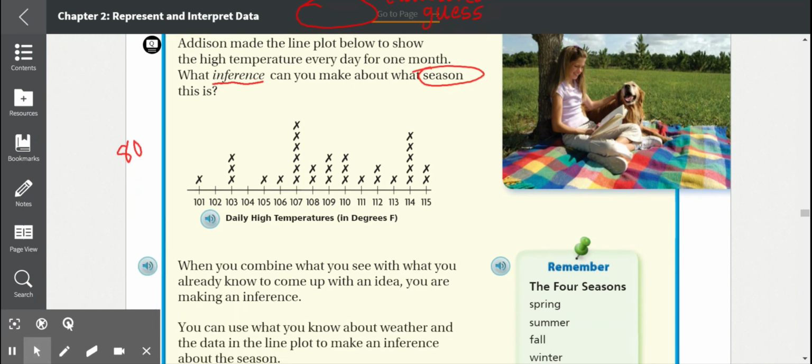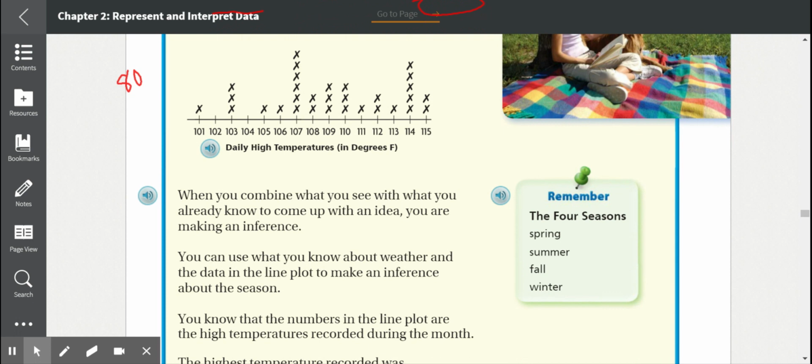So going back to an inference, when you combine what you see with what you already know to come up with an idea, you are making an inference. You can use what you know about weather and data in the line plot to make an inference about the season. Okay, so if you are knowing that these temperatures are super high, what does that tell you about what season it is? Is it spring, summer, fall, or winter? If you're saying summer, you're correct.